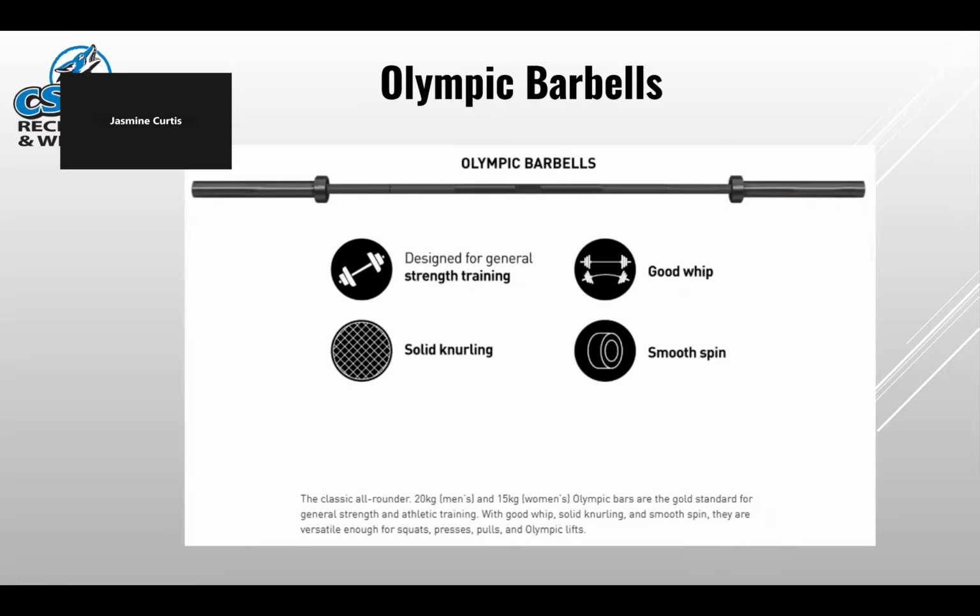Olympic barbells. Olympic barbells, like I said, the sleeves need to spin. It should have good whip. It's designed for general strength training and should have solid knurling.